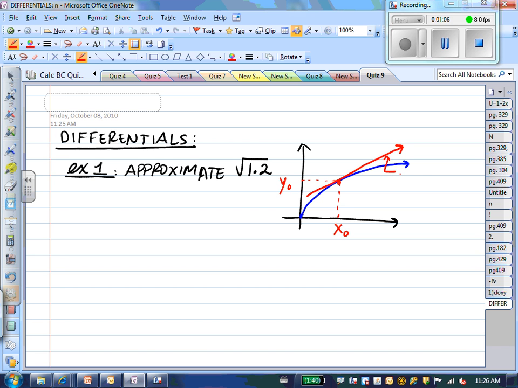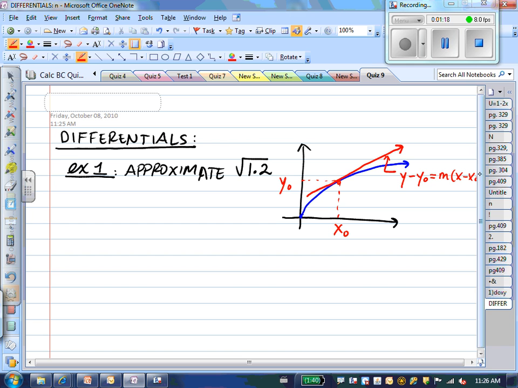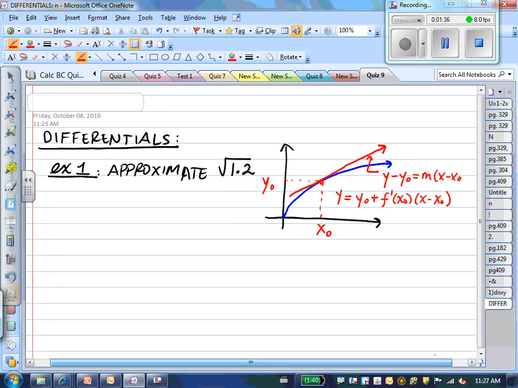So remember that the equation of a line by point slope is y minus y1, but in this case y1 I called y sub 0, is equal to m times x minus x1, or x sub 0. Okay. More specifically, if I move over the y sub 0, I get that y is equal to y sub 0 plus m, and in calculus, m is given by the derivative of the function at that particular point, times x minus x sub 0. Okay, so this should be the tangent line equation.